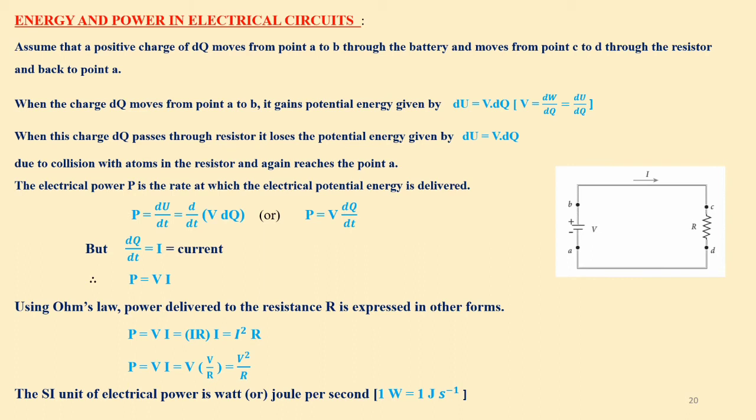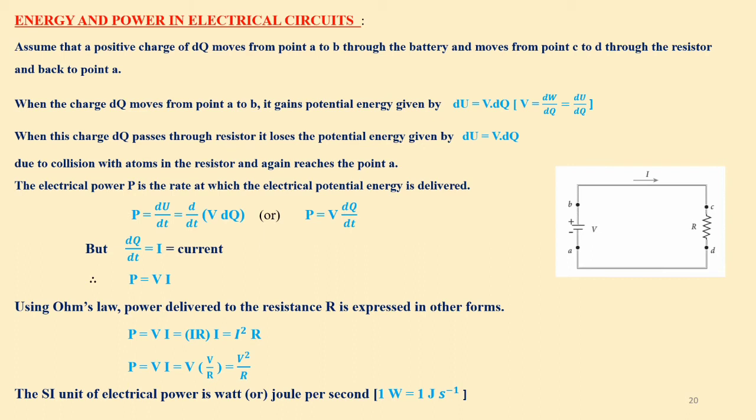Using Ohm's law, power delivered to the resistance R is expressed in other forms also. So in the first equation, P is equal to V into I, I am substituting V is equal to I into R. Therefore, P is equal to IR into I, that is equal to I square into R. In the next equation, P equal to V into I, substitute I equal to V by R. Therefore, power P is equal to V square by R.